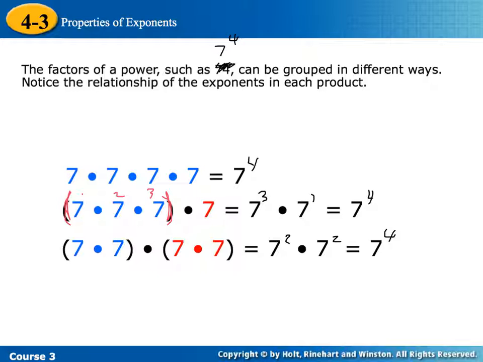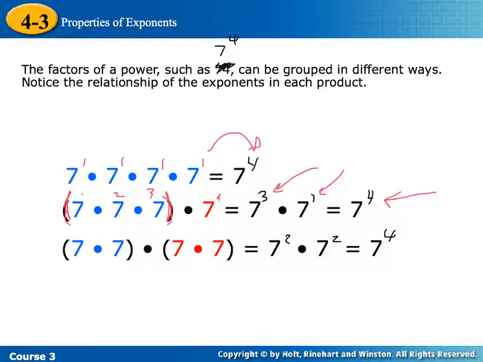And then I'm multiplying that 7 to the third times 7 to the first. Remember, what is the exponent on this 7 right here? It's 7 to the 1. I have 7 to the third times 7 to the first. How did I get 4? I took 3 plus 1. Same thing at the very first example: 7 to the first, 7 to the first, 7 to the first, 7 to the first. 1 plus 1 plus 1 plus 1 is 4.